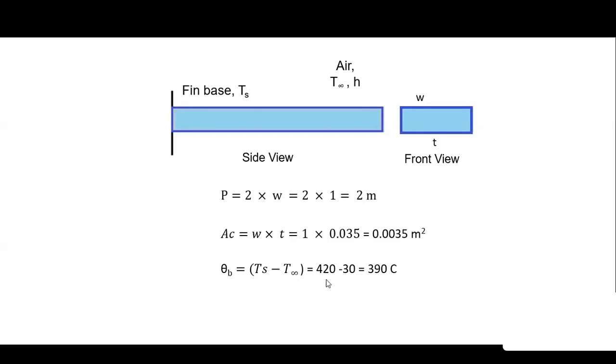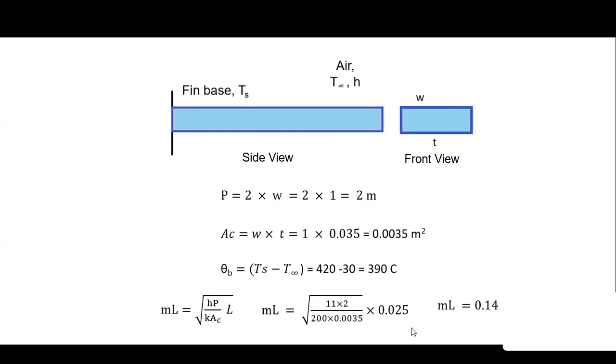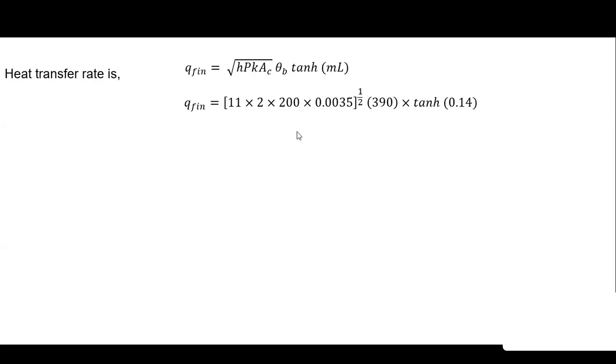Theta b is Ts minus T infinity, 420 minus 30, equal to 390, and ml we can find out by putting the values of all these parameters in the equation, and it is 0.14. So with this data, P is 2 meter, area of cross section 0.0035 meter square, and ml is 0.14. We can use the equation, heat transfer rate for fin with insulated tip, under root hP kAc into theta b tanh ml. All the values are substituted, and finally it was found to be 213 watt.